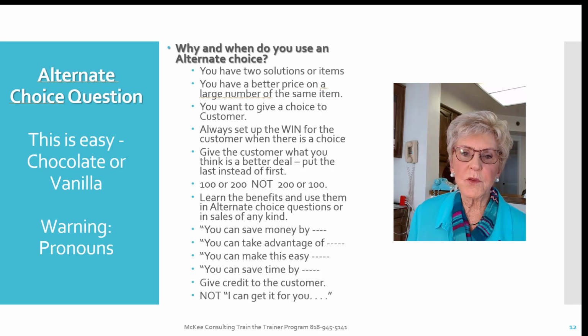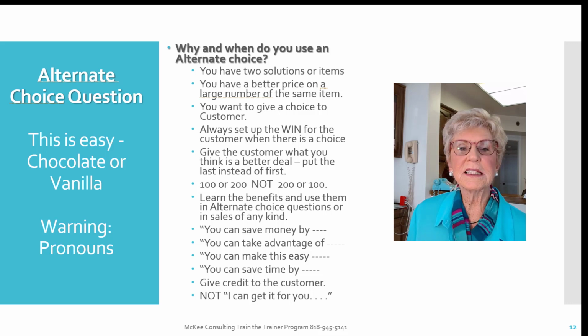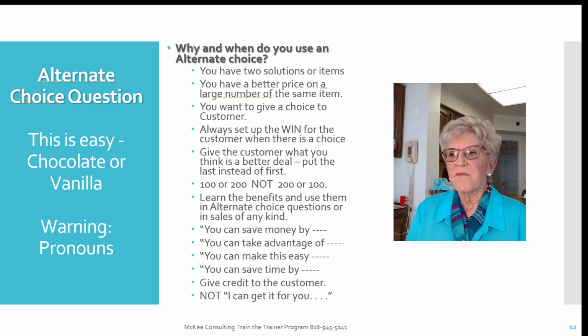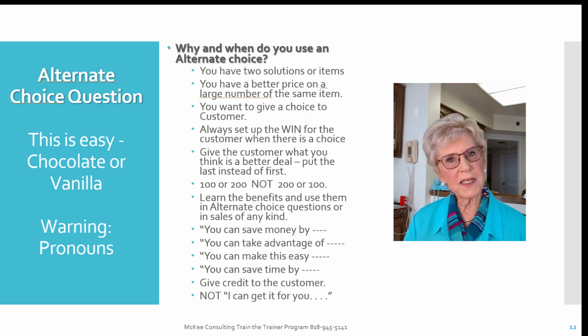Always set up the win for the customer when there is a choice. Give the customer what you think is the better deal. Put it last in your way of speaking instead of the first. Most people go with the first. They say, you can buy 200 or you can just get 100. And that is because the salesperson fears going for the bigger number.